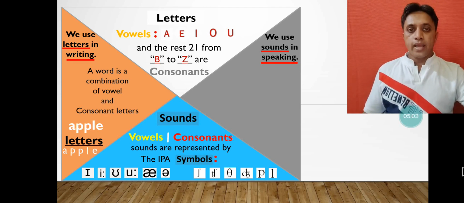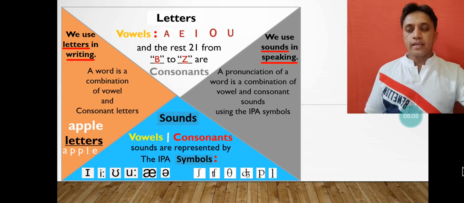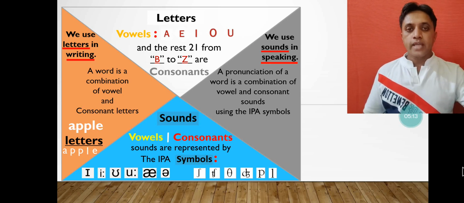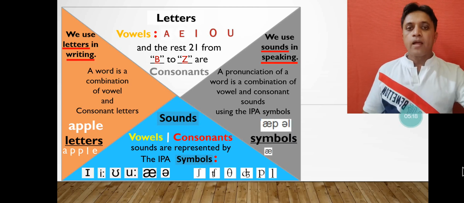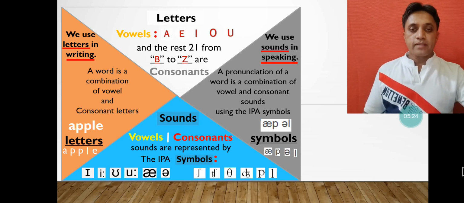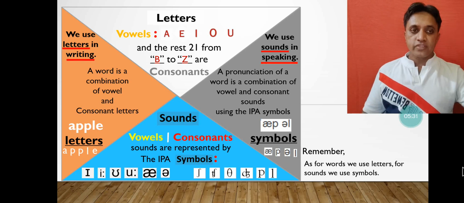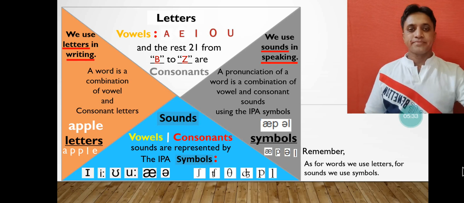Whereas a pronunciation of a word is a combination of vowel and consonant sounds using the IPA symbols. For example, when we read or pronounce this word apple, we use symbols. We use a vowel symbol, a consonant symbol p, a vowel symbol and a consonant symbol l, and we get a pronunciation of the word as apple. So remember, for words we use letters and for sounds we use symbols.